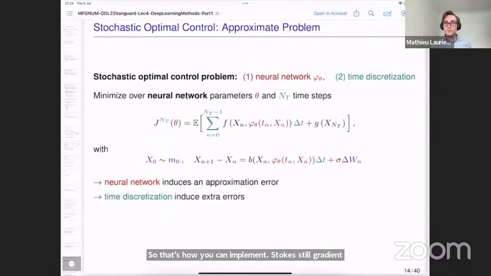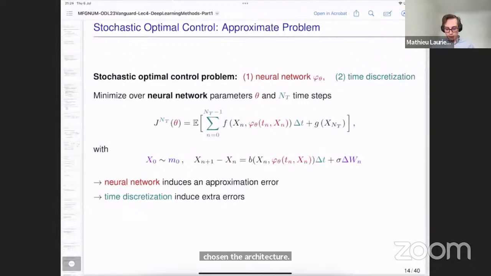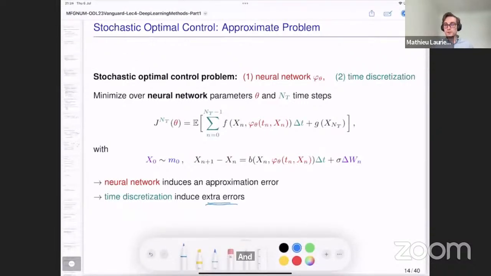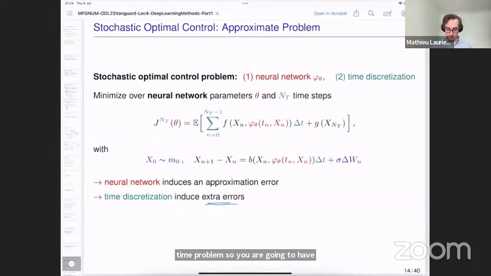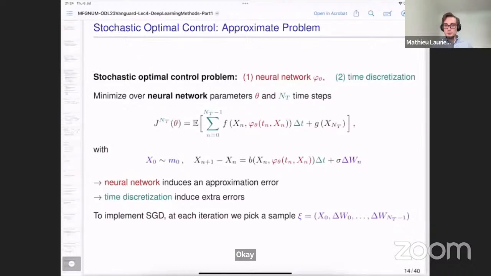The neural network induces an approximation error because maybe your optimal control cannot be matched exactly by a neural network once you have chosen the architecture. And time discretization also induces extra error because you are not going to get the exact cost. So this one is not really any of the errors I have described before. It's more related to the fact that you have a continuous time problem and you are approximating it by a discrete time problem. So you are going to have some error no matter what. So to implement SGD, one sample is going to be x0 and the collection of the delta W.